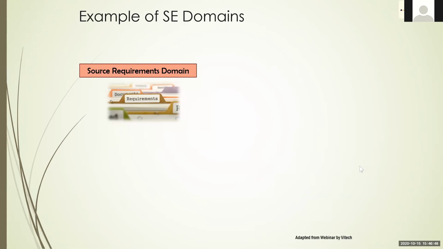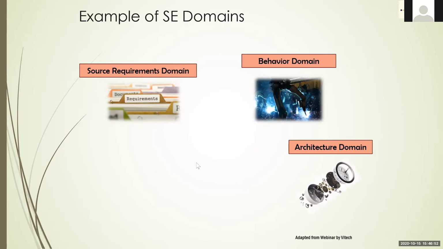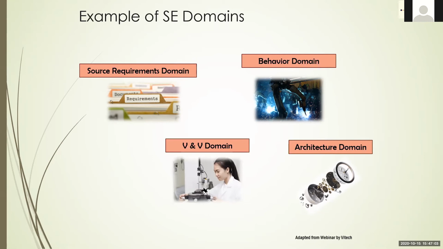And here, there is another way to see domains. So some people will say, oh, we have the requirements domain. We have the guys that just think about behavior. No, we have the guys that just care about the architectures. Or we have another set of group of people just thinking about verification and validation. So you may have those kind of subgroups within your organization while you are developing a system.